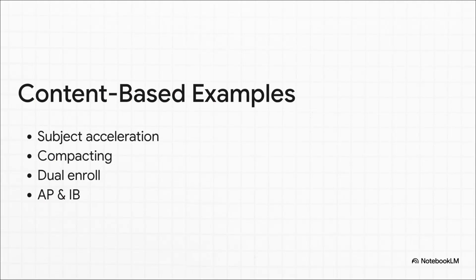Let's look a little closer at those content-based examples. Single-subject acceleration might mean, say, taking a high school math course while you're still sitting in middle school. Then there's curriculum compacting. This is honestly brilliant. It involves pre-assessing a student to prove they've already mastered the basics. That frees up all this time to actually engage in advanced content development. And of course, there's dual enrollment in college courses, along with AP and IB programs. Those let students seamlessly bank college credits before ever leaving high school.